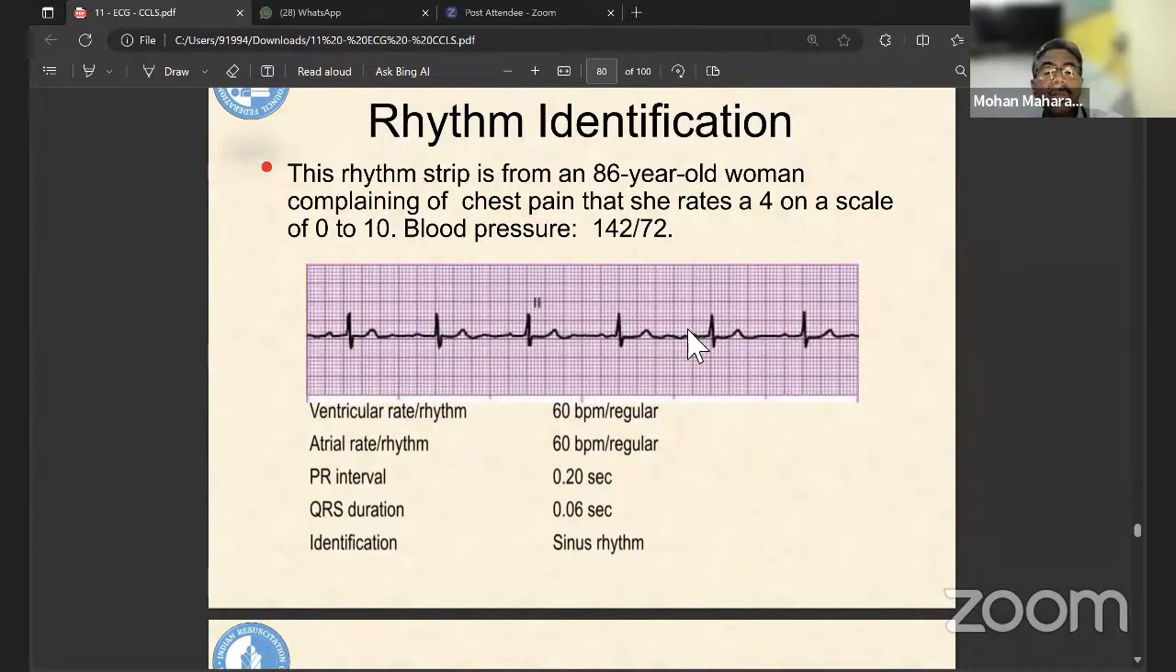Atrial rate 60, because before every QRS a P is there. And the PR interval is 0.2 seconds, the maximum, and the QRS is 0.06 seconds, and it is a sinus rhythm. Same thing, 1, 2, 3, 4, 5, the steps.